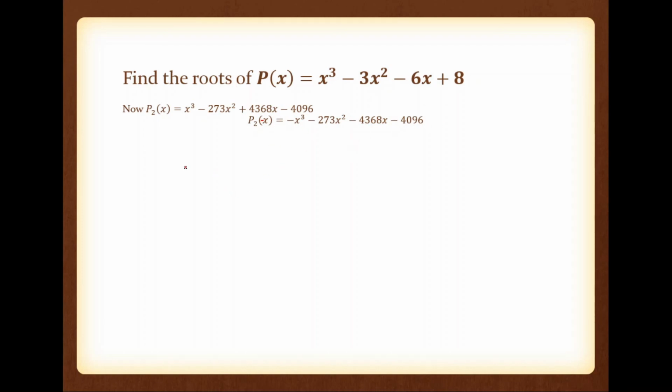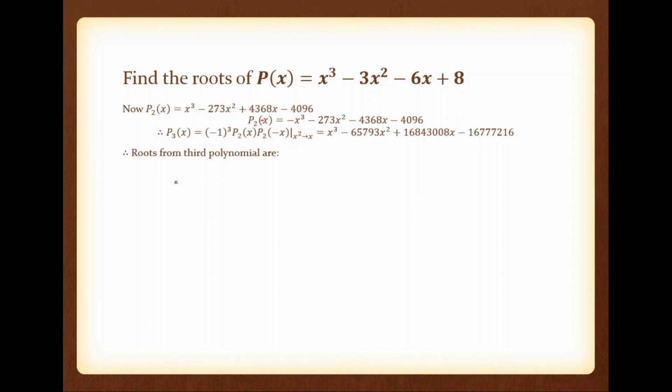So we can find its product, P2 of x into P2 of minus x. Okay. Then after finding that, we can replace x square with x. So please note, P3 of x is equal to x cube minus 65793x square plus 1684308x minus 16777216. Okay. So now from this P3 we can find the roots.